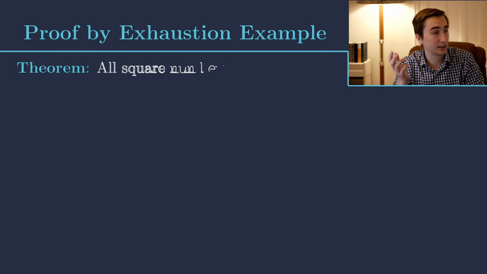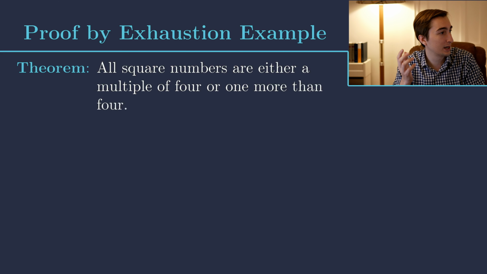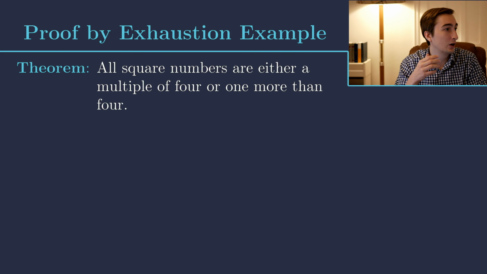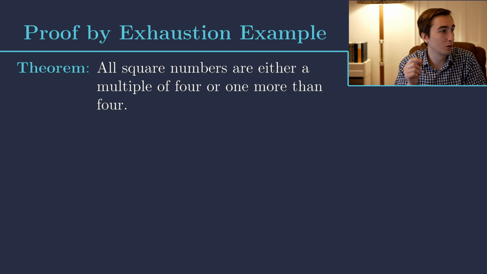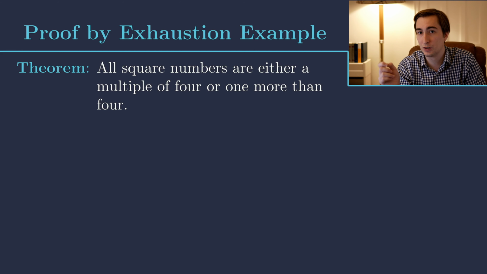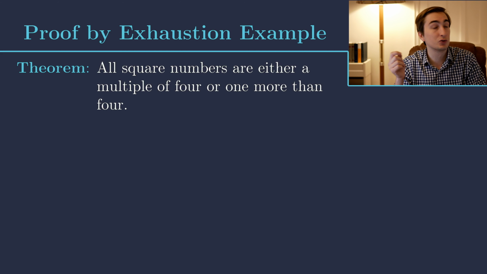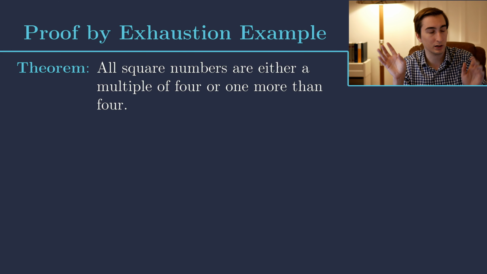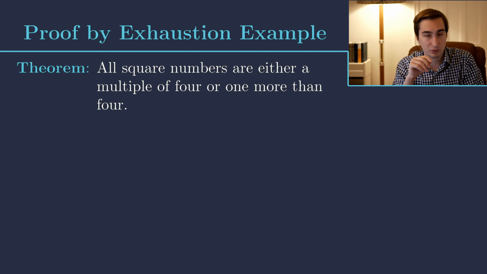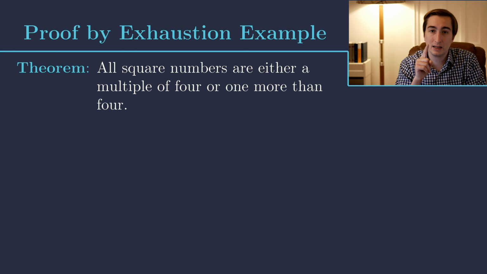The first one I'm going to consider actually contains a universal quantifier. We have here: all square numbers are either a multiple of 4 or one more than a multiple of 4. You'd say we can't use a proof by exhaustion here because we're considering all square numbers and there are infinitely many of them. Hopeless. But we can realize that all square numbers are just squares of integers, and all integers can be split up into two subcases, namely even numbers and odd numbers.